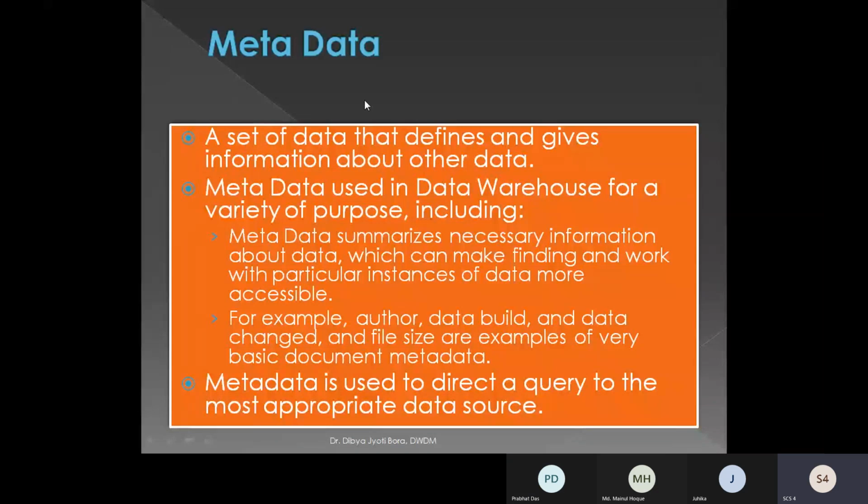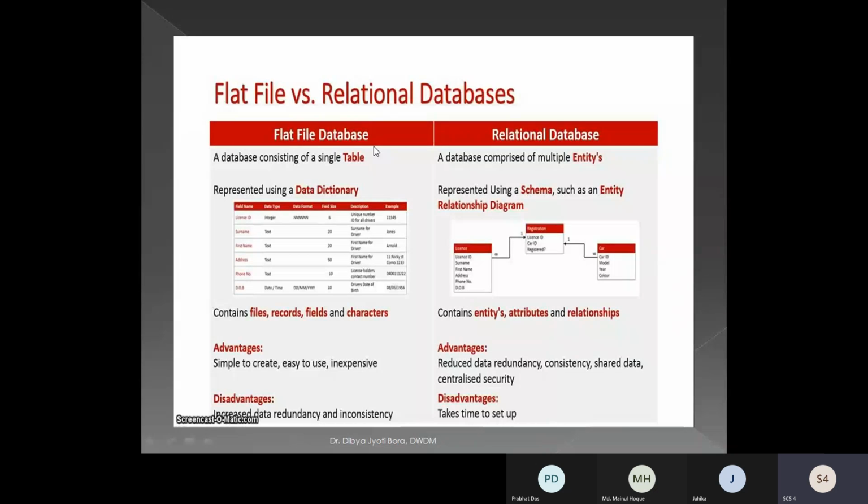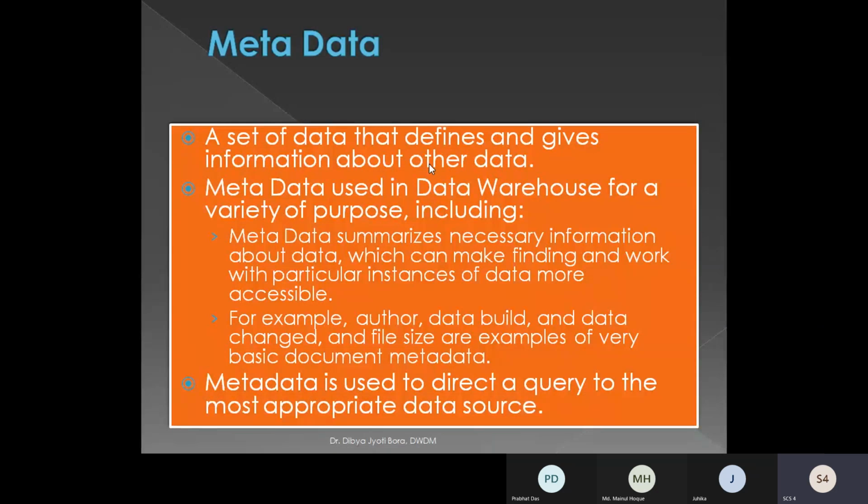Now there is a term here, metadata, which I am not going to define now. Okay. But of course I can define, but I expect an example from your side. Let me define this thing. Metadata is what? A set of data that defines and gives information about other data. And we use metadata in a data warehouse. Why? Because it summarizes necessary information about data that can make finding and working with particular instances of data more accessible. Okay. Author, date created, date modified, and file size are examples of basic metadata.